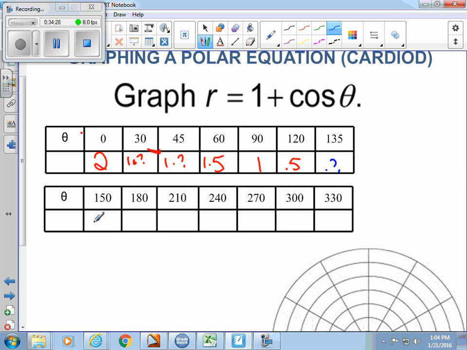All right, 150, that one I can do, can't I? Isn't it negative 1/2? So 1 minus 1/2 is positive 1/2. Cosine of 180 is negative 1, so I get 0. I don't know, maybe. Yes, it should be because you're going. So it's 0.3 or something. Sounds good.